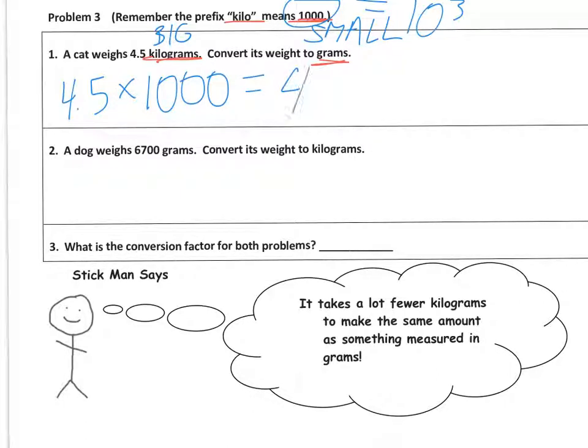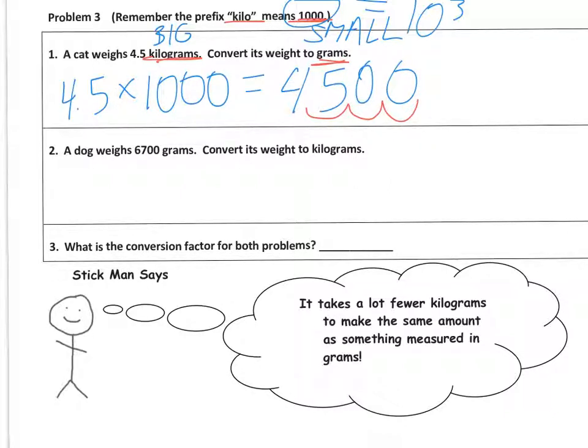So we've got our 4 and our 5. We're going to start right here where our decimal is. 1, 2, 3. And go ahead and fill in 2 zeros for me. So that's 4,500 grams. What an enormous cat.